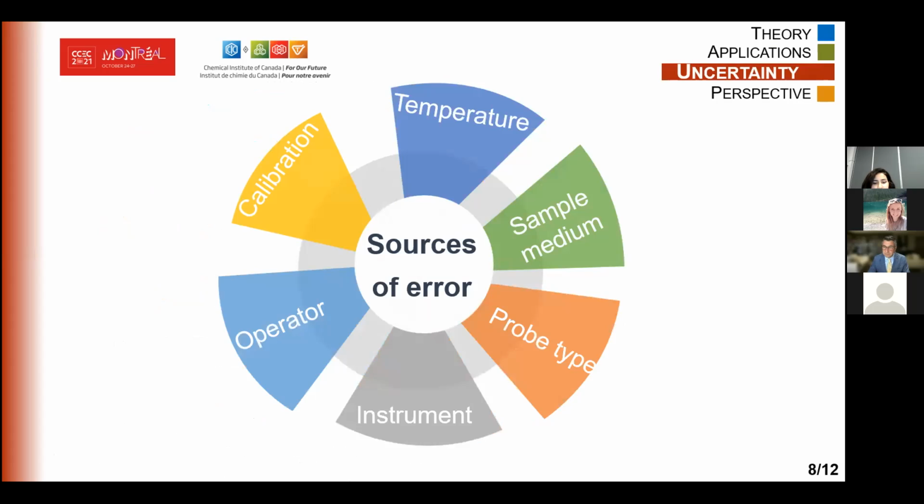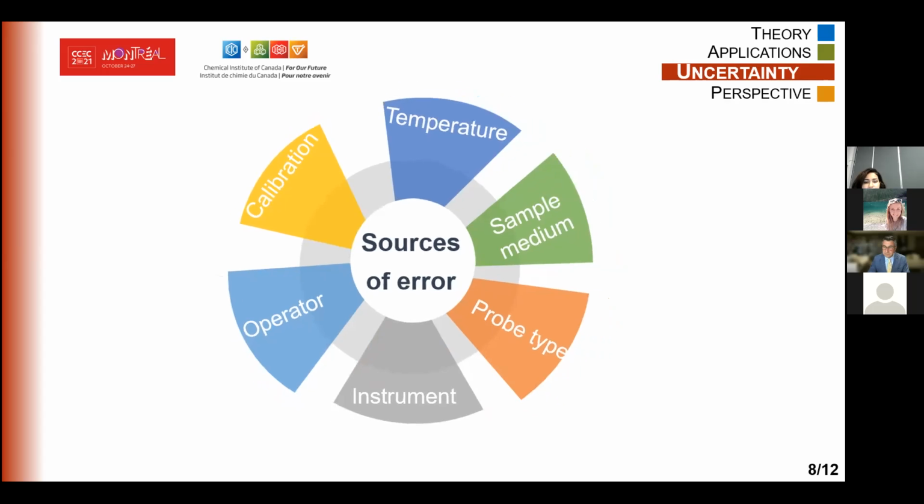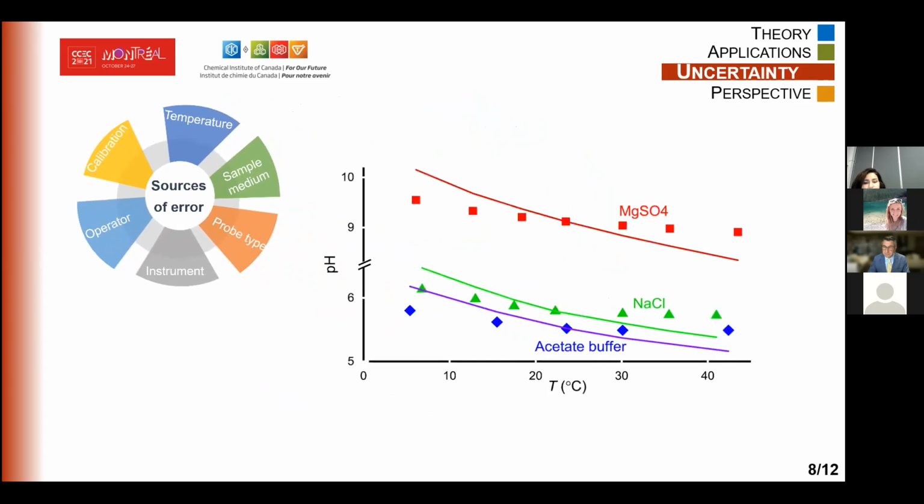Several sources of error might affect accurate pH measurements. For example, calibration. The pH measurements are only as good as the calibration, and if the calibration is done improperly, inaccurate pH values are obtained. And one important factor that affects pH is temperature. To indicate the effect of temperature on the pH, we conducted experiments with 3 samples, MgSO4, NaCl, and 1 acetate buffer, and we increased the temperature.